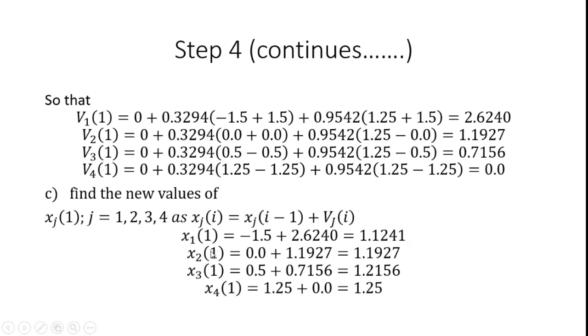1.1241. From this, I can find the next neighborhood point, and x2 of 1 is equal to 0.0 plus 1.1927. Here 0.0 is the previous iteration point plus 1.1927 is the current iteration point. So I choose that and add both. I get the neighborhood point as 1.1927. Likewise, I identify 4 neighborhood points from this equation.